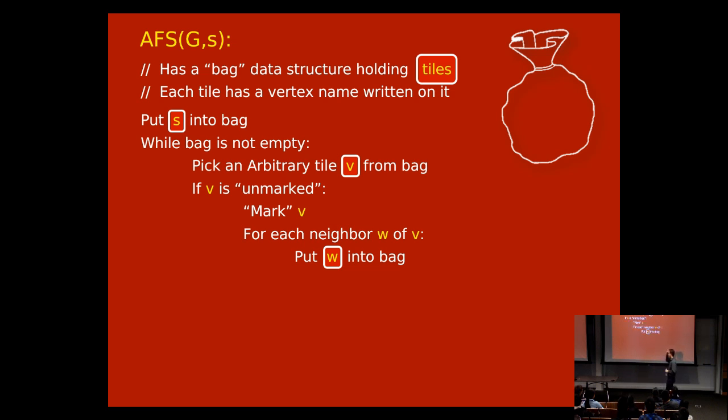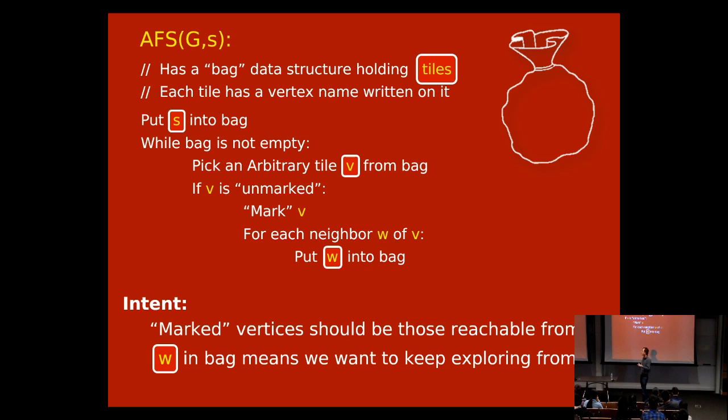Okay, so this is the algorithm. So let's go through it. The input is a graph G and a starting vertex S. So first thing that happens is we write S on a tile and we put it into the bag. And then the rest of the algorithm is a big while loop. It proceeds as long as the bag still has some tiles in it. And the very first thing it does, and this is where the A, the arbitrary, comes in, it just picks some tile out of the bag. This is a bit non-deterministic, but for the purpose of this discussion, you can pick any tile you want out. Whatever, the first one that's in your data structure. So you pick it out and it has some vertex name written on it, so let's call that V. And okay, now we hit this if statement.